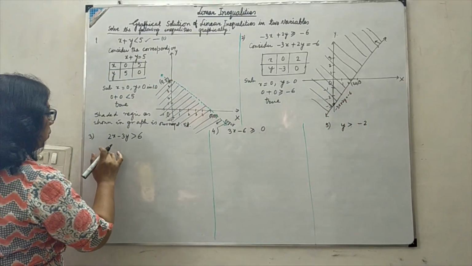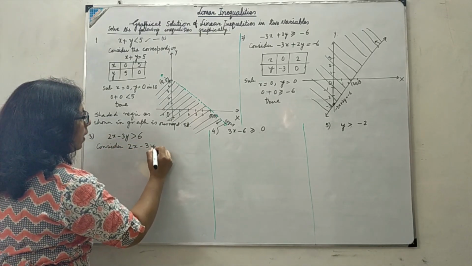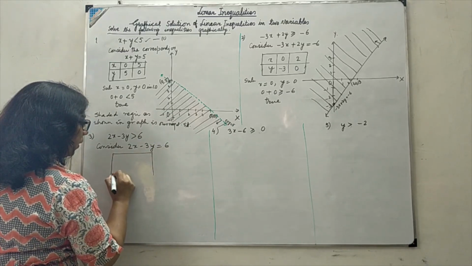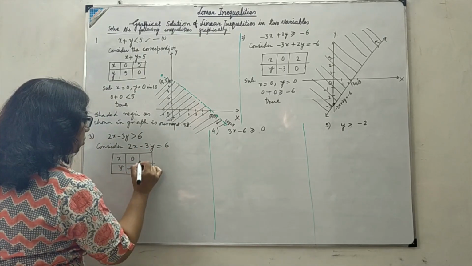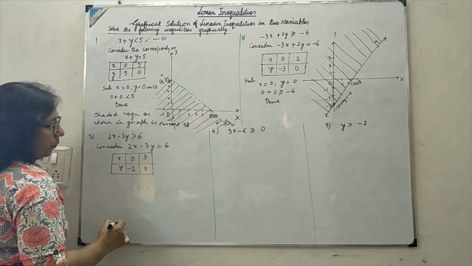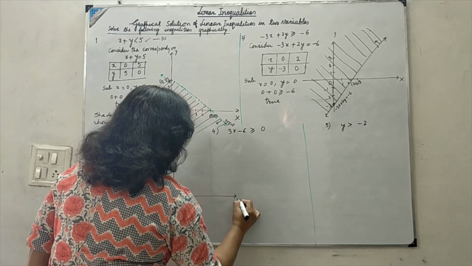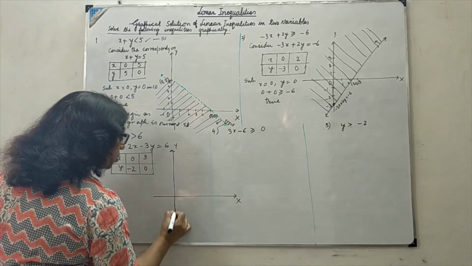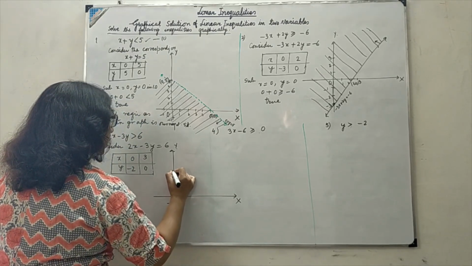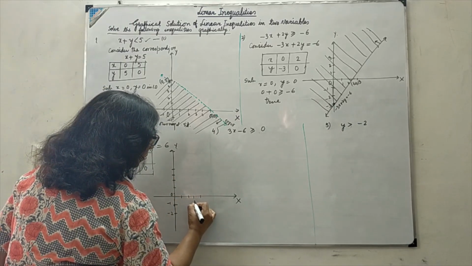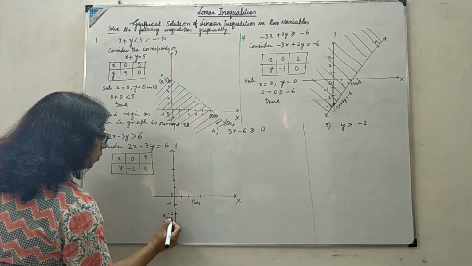Now moving to the third inequality, again we can consider 2x minus 3y as 6 and take 2 points, x and y. If x is 0, then y will become minus 2, and when y is 0, x is 3. Again I will take the graph and we have this x and y. This is the origin, 1, 2, 3, 4. Now this line is passing through the points (0, minus 2) and (3, 0).